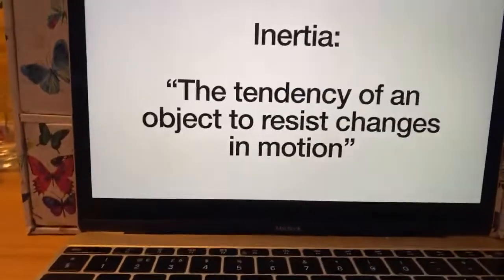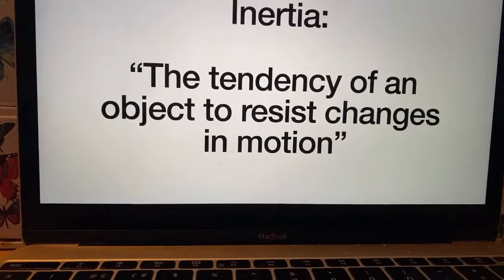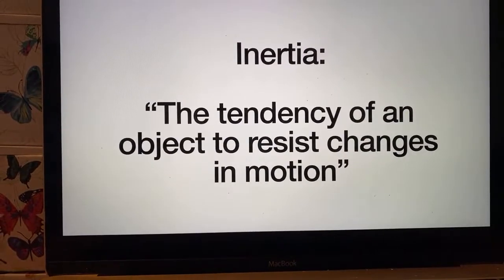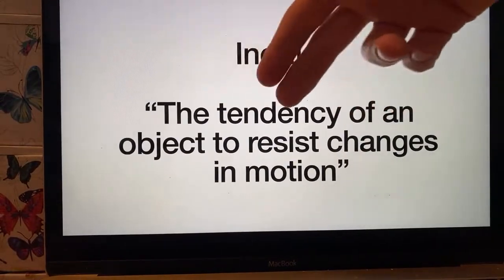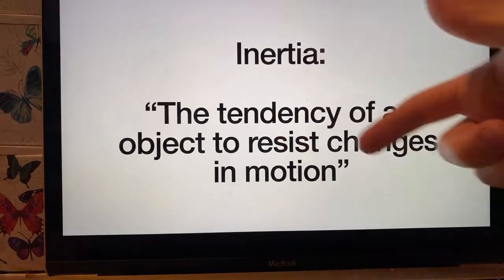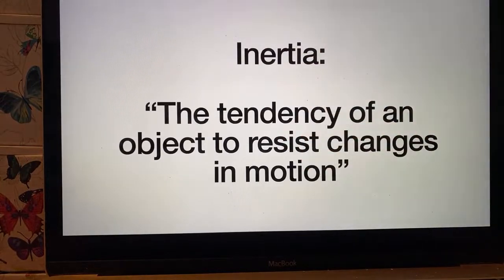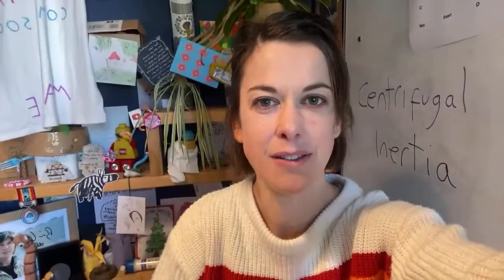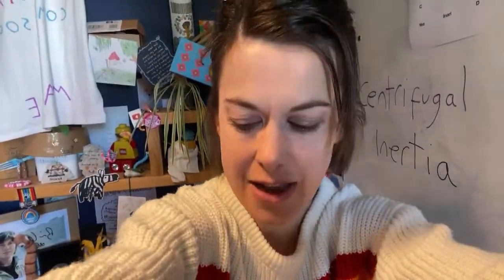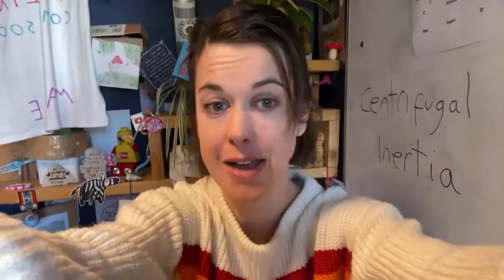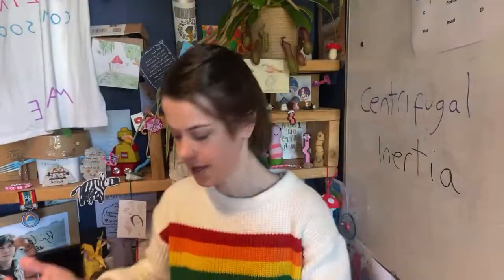Inertia is the tendency of an object to resist changes in motion. The tendency, so objects tend to resist changes in motion. Resist meaning like, don't want to. So objects tend to not want to change their motion. It basically means stuff likes to keep doing what it was doing. Yeah? And it's related to mass. Like the more massive something is, the more inertia it has.